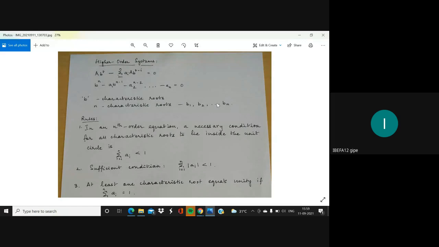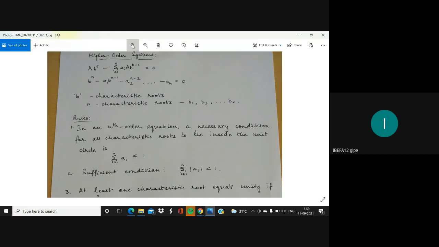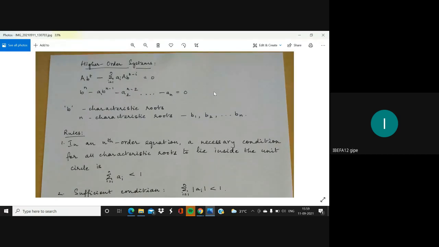This is just for your understanding. You will not be asked questions about this. So we'll quickly discuss what happens in higher order systems. So far in the previous class, we discussed how to solve a first order difference equation. And we said that the solution for a first order difference equation will be composed of two parts.